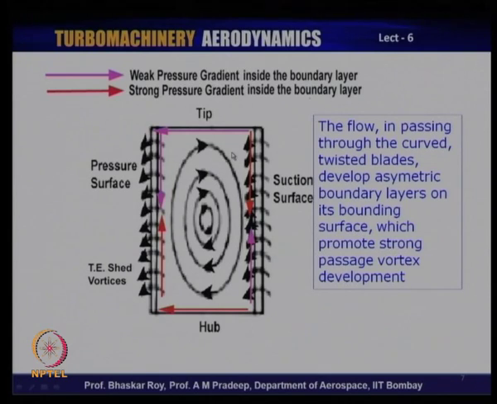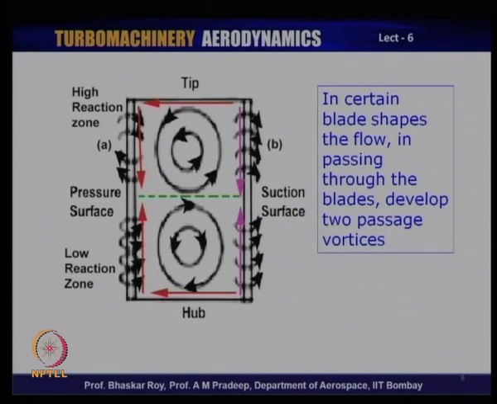A passage vortex is created as the flow passes through the blades, even if the flow entering the blades is absolutely uniform and axial in nature. In passing through the blades, it acquires this passage vortex because of the static pressure distribution all over the blade surface, as shown in this diagram. Now, as I mentioned, the nature of development of this passage vortex depends on the blade design and the blade shape. So, if you have a slightly different kind of blade design, you may have a different kind of passage vortex development. Now, let us see what happens if you have a slightly different kind of blade design.